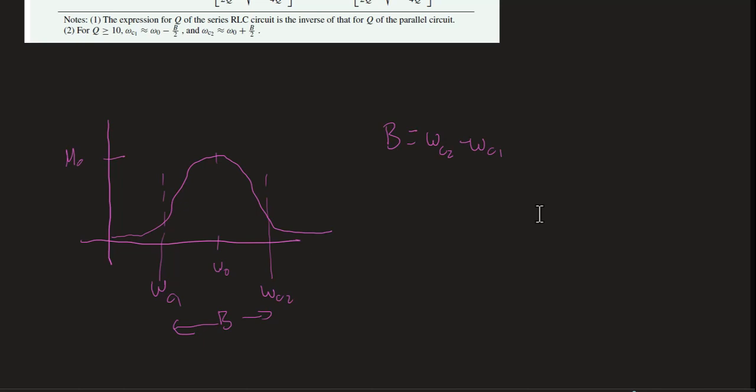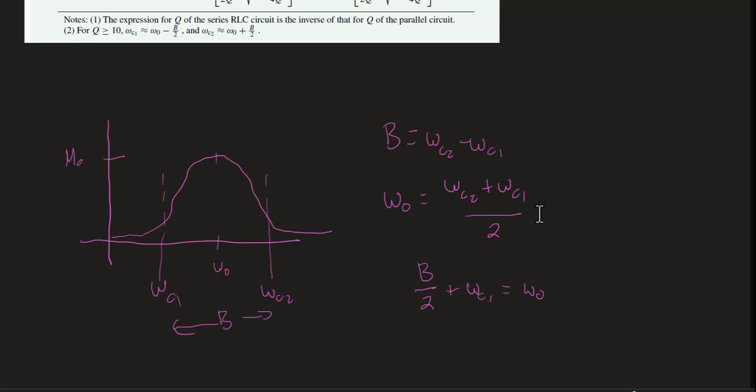All right, and then omega naught is the middle of those, so it'd be omega C2 plus omega C1 divided by 2. Or you could take your bandwidth and divide it by 2 and add that to omega C1, and that would also be your omega naught. So that would be another way of getting it.